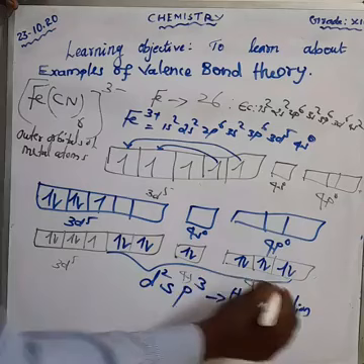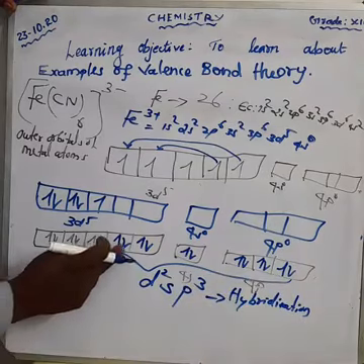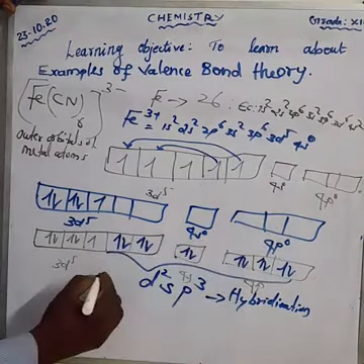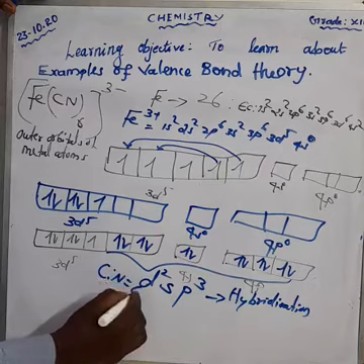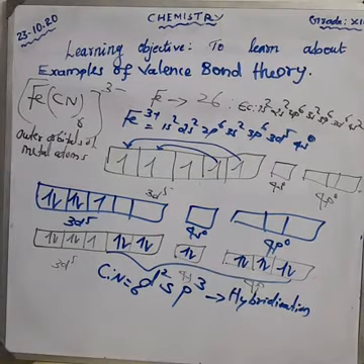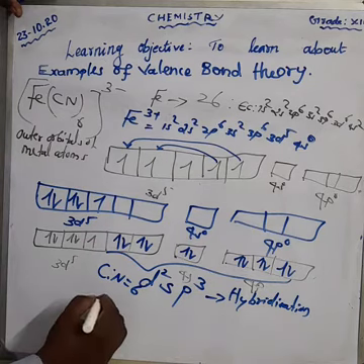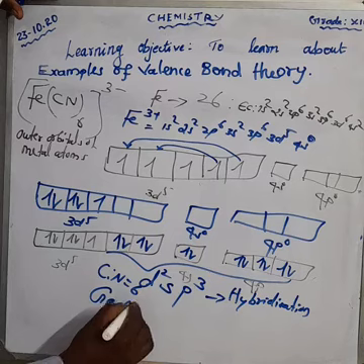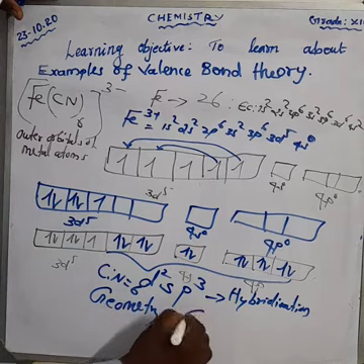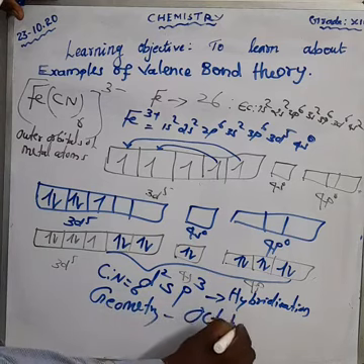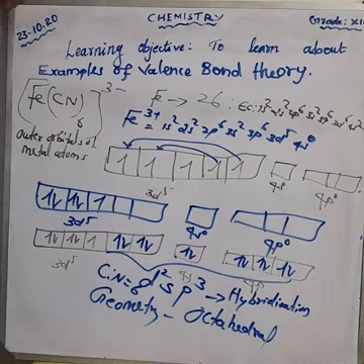So here what is the coordination number? 1, 2, 3, 4, 5, 6. CN is equal to 6, the coordination number. So d2sp3 hybridization. We know what the geometry means? It is an octahedral geometry.